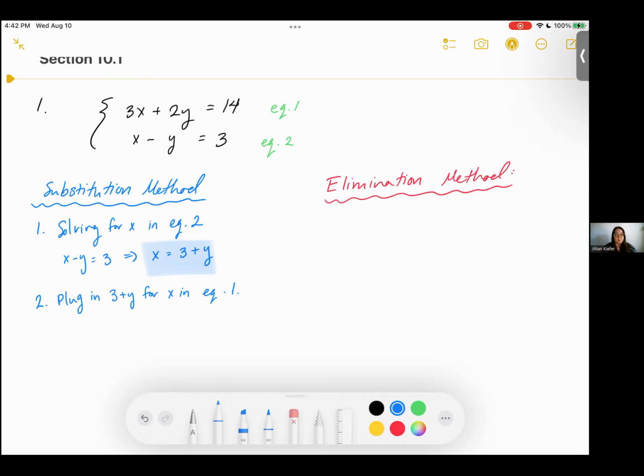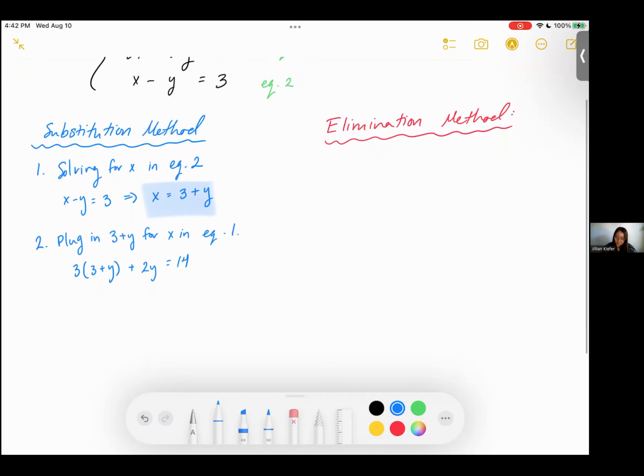So using equation 1, we'll have 3. Normally we write x, but we're replacing it with 3 plus y. So we have 3 times 3 plus y, and then plus 2y is equal to 14. Now we see our equation here only has y, so we can just solve for y. We need to do all the normal steps to solve for it, but there are no 2 variables, we just have 1. So we can go ahead and solve for y.